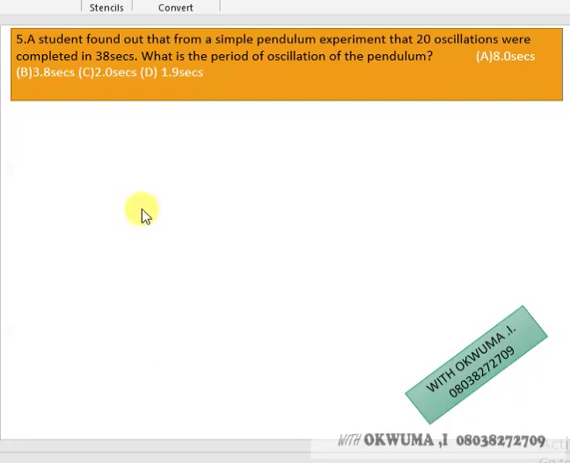found out from a simple pendulum experiment that 20 oscillations were completed in 38 seconds. What is the period of oscillation of the pendulum? Now, remember, for period of oscillation, period T, we talk about the time taken to complete one oscillation. Time taken to make one complete oscillation. And here time was given as 38 seconds. It is already in seconds, no conversion.